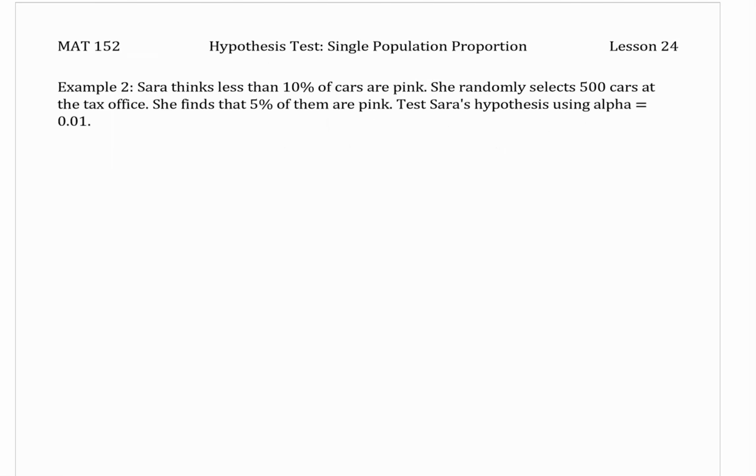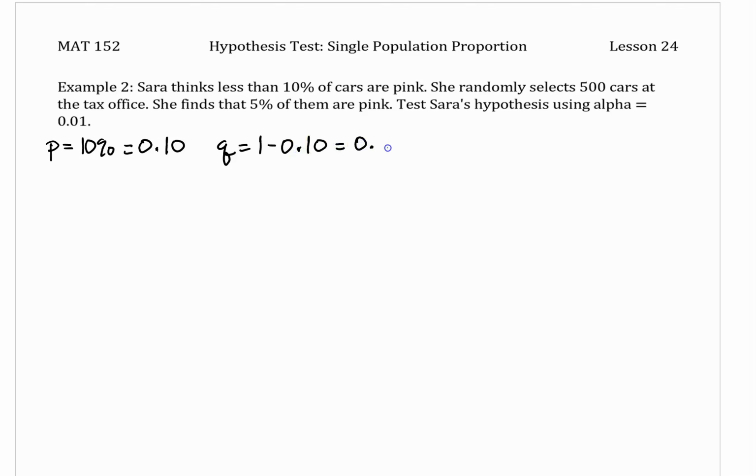Sarah thinks that less than 10% of cars are pink. She randomly selects 500 cars. She finds that 5% of them are, and we want to test her hypothesis with a significance level of 0.01. So we are given in this problem that p is equal to 10%, and so that translates as a decimal to 0.10. And so our q we will find by subtracting that 0.10 from 1 to give us 0.90.